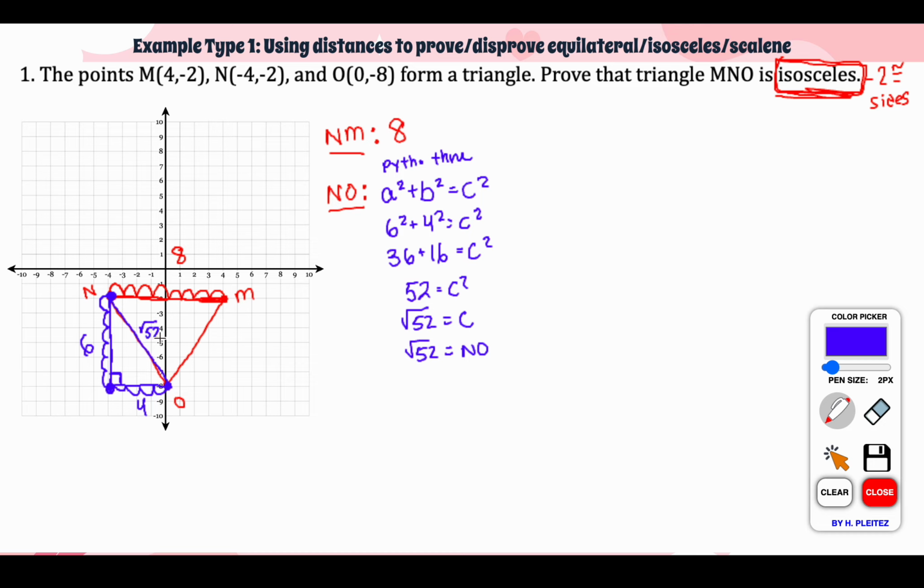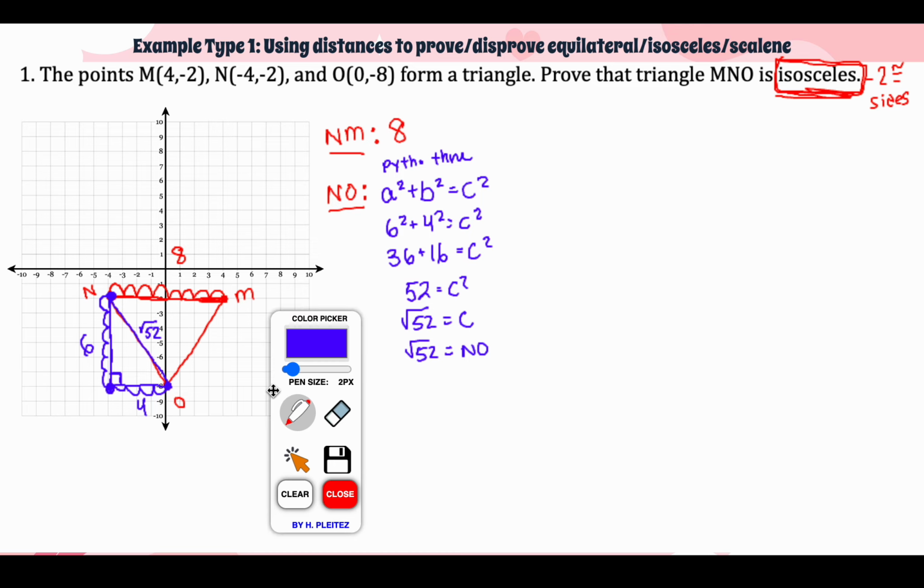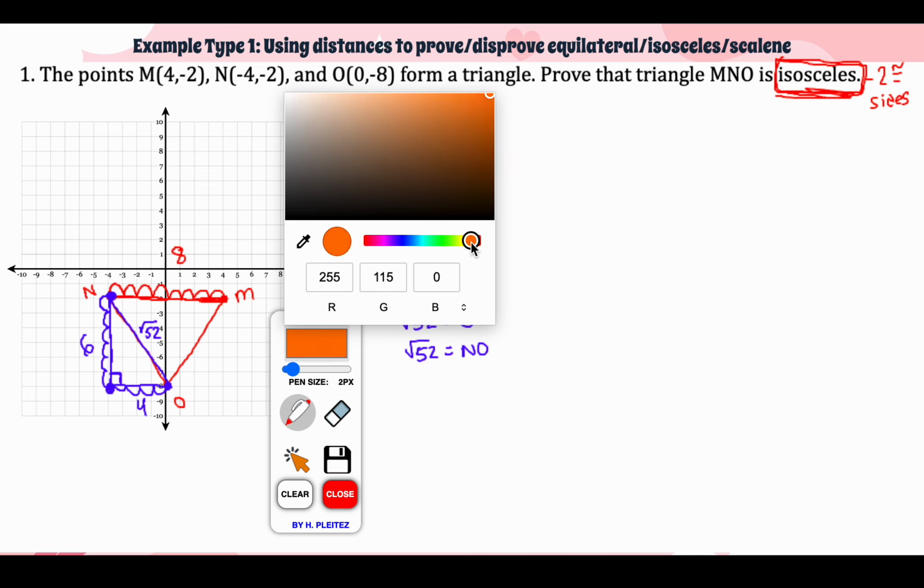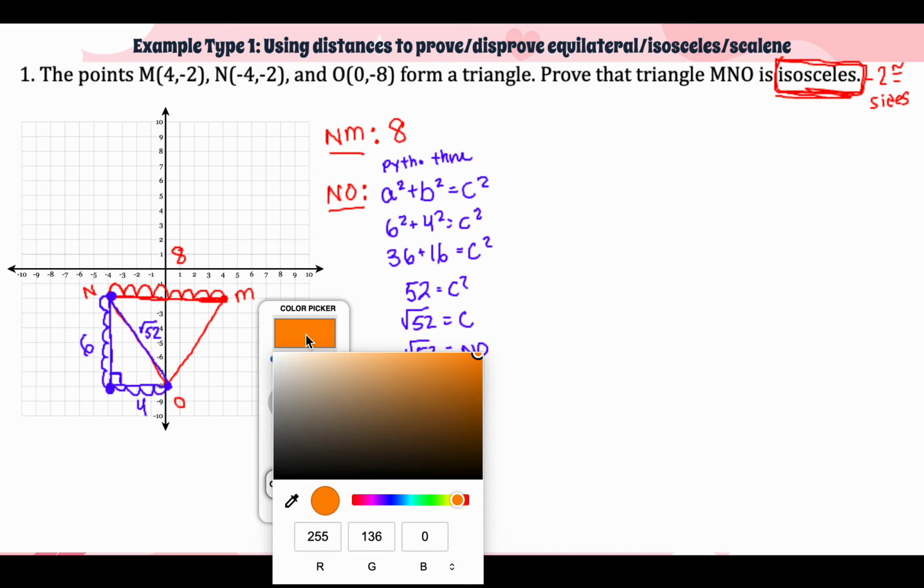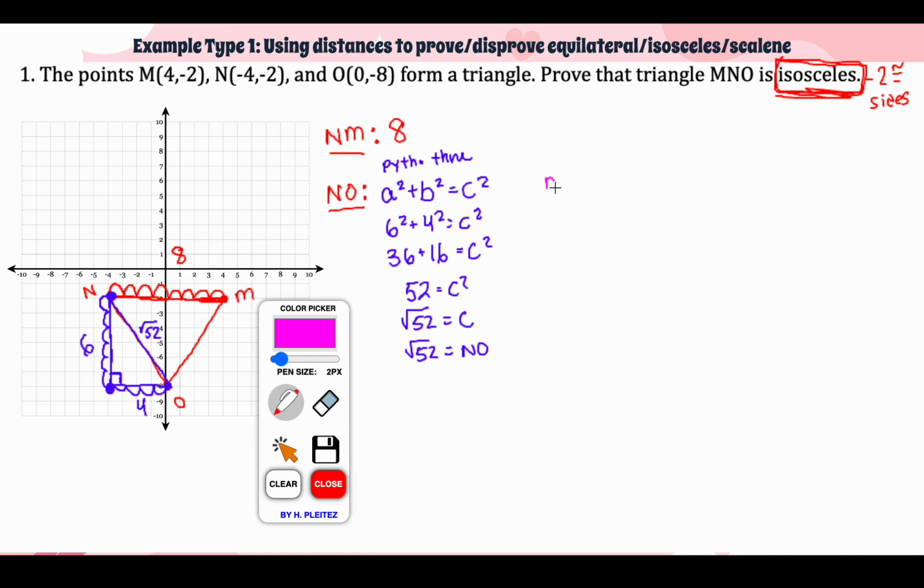Radical 52. Perfect. Now, we also need the length of side MO. So let's do that in this orangey looking color. Or maybe we'll pick something a little bit different. Let's do a purple, or pink, whatever. So for MO, we're going to use the distance formula. When you're doing your distance formula, you want to make sure you write your points out. So point M is (4, -2). Point O is (0, -8). And then we label x1, y1, x2, y2, and then we write our distance formula.